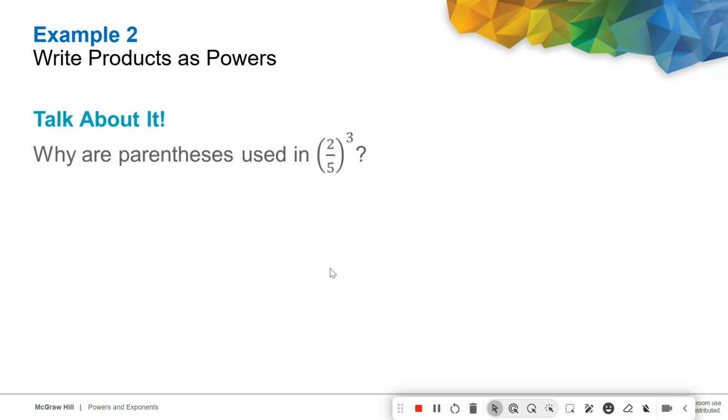Again, you don't need to write this, but why are the parentheses used in 2/5 to the third power? Well, it's simply just to make it obvious what's going on here. When you have a fraction, the numbers get smaller, and you don't want to get it confused with that exponent there and make it look like accidentally 2^3/5 or something like that. So it's simply for ease of reading.